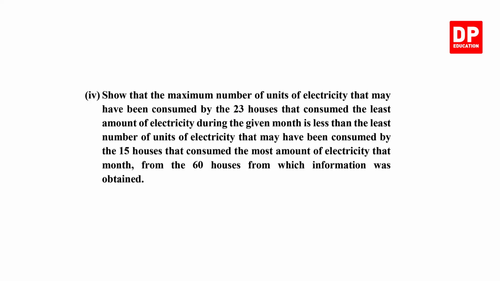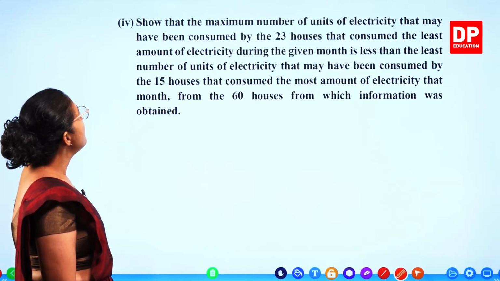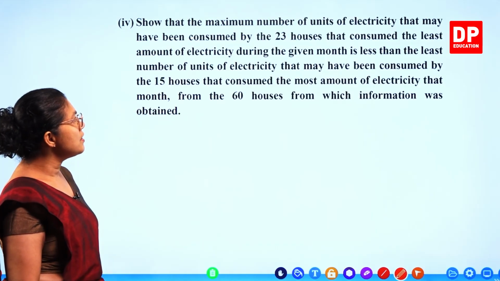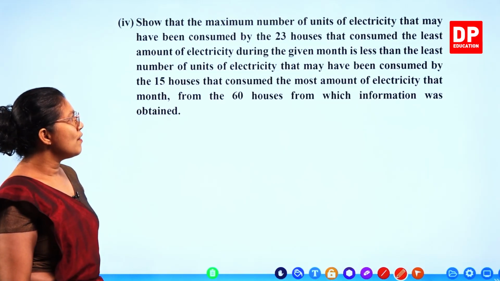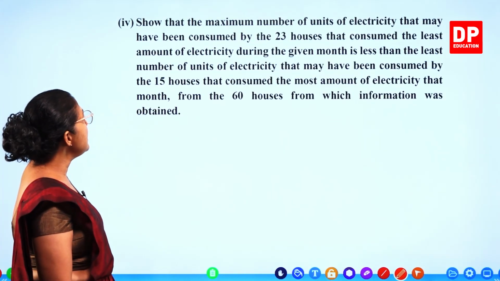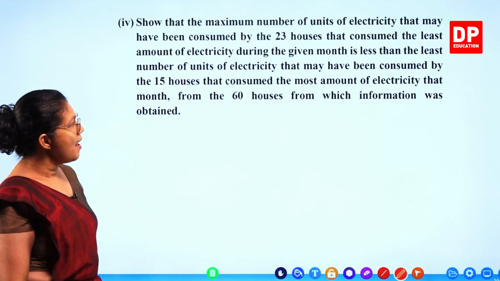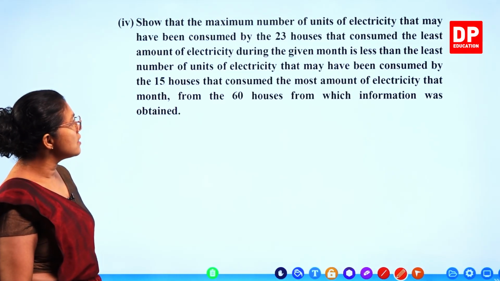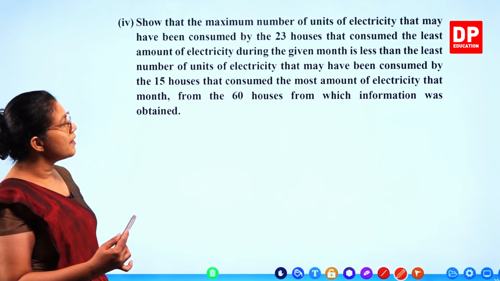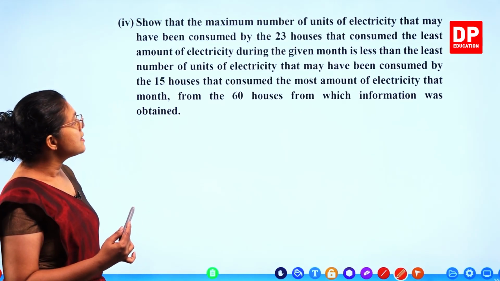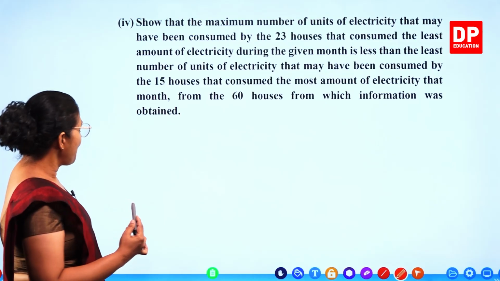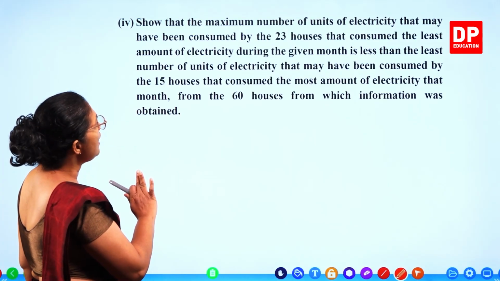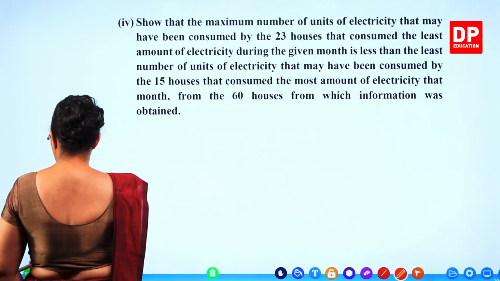And the last part, show that the maximum number of units of electricity that may have been consumed by the 23 houses that consume the least amount of electricity during the given month is less than the least number of units of electricity that may have been consumed by the 15 houses that consume the most amount of electricity that month from the 60 houses from which information was obtained. So we have to refer the table, 23 and 15 houses.